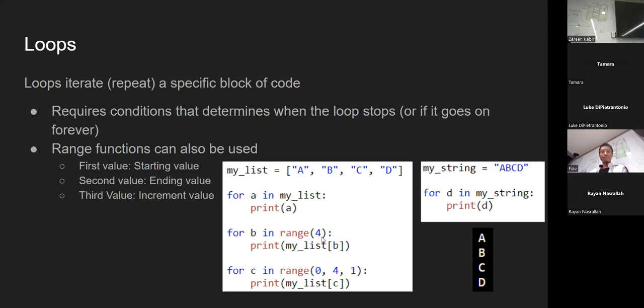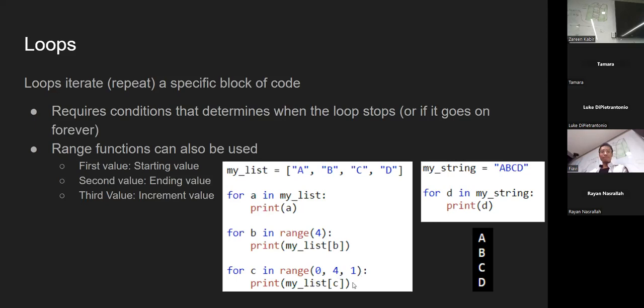If you put 3, it'll go through it 3 times. Or you can put 3 numbers in. So the first one will be the starting value, the second one will be the ending value, and the third number will be the increment value. So for example, if you put 0, 4, 1, it'll start at 0, it'll end at 4, and it'll increment by 1.